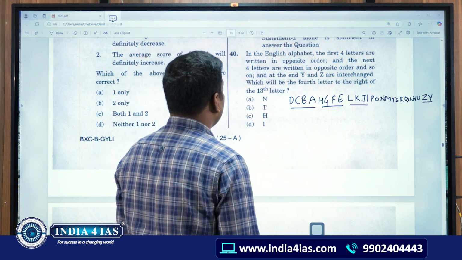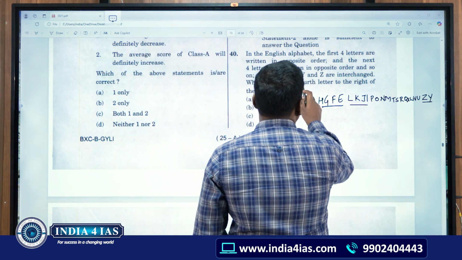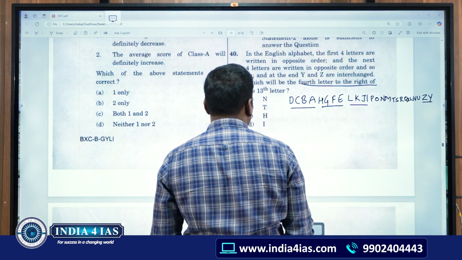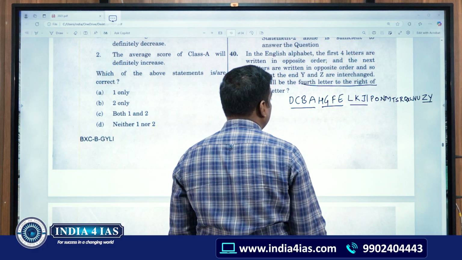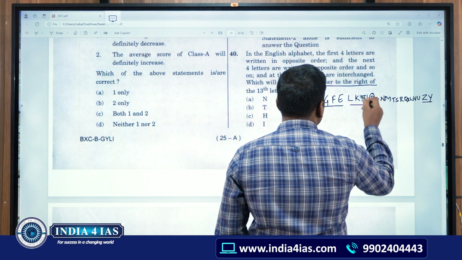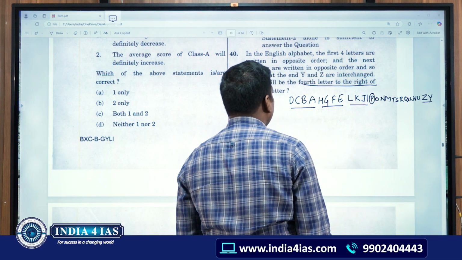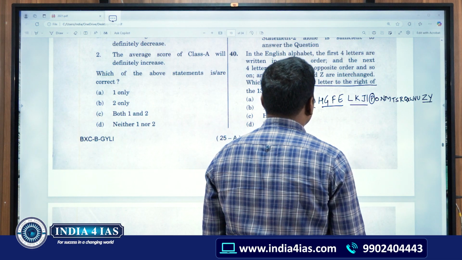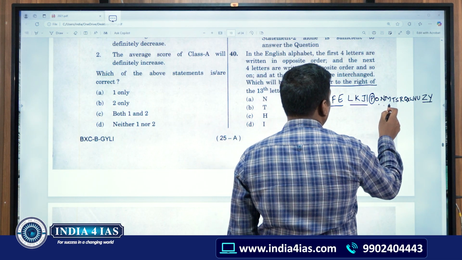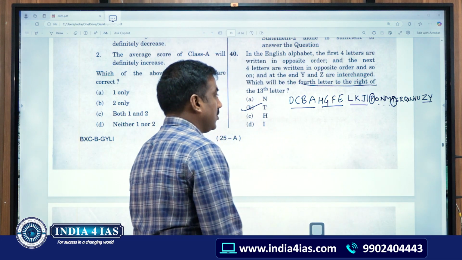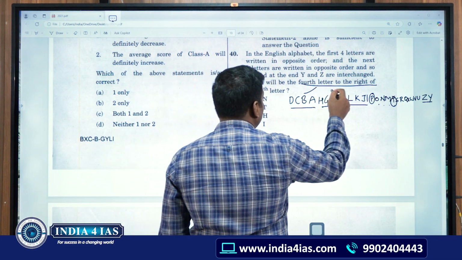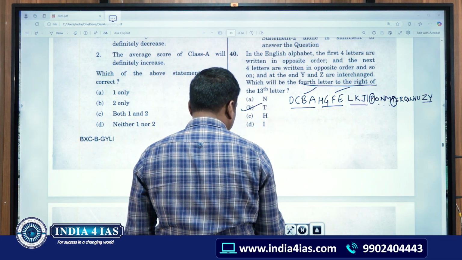In this they are asking which will be the 4th letter to the right of the 13th letter. So here the 13th letter is P. And the 4th letter to the right, 1, 2, 3, 4, that is T. So the answer is T. So simple, but again how to write this, that is a tricky thing.